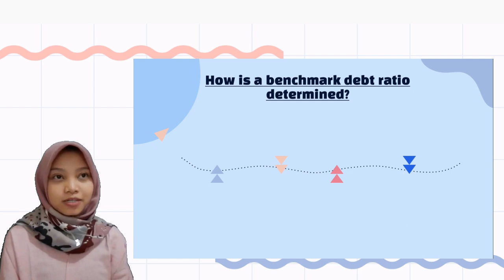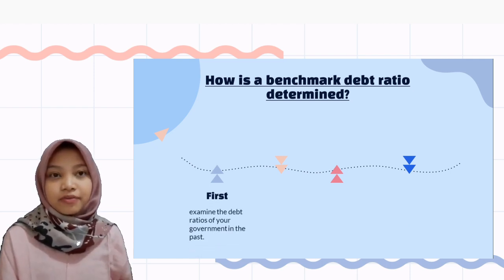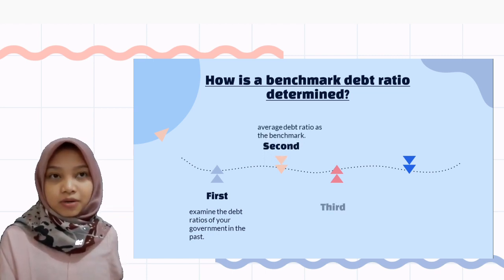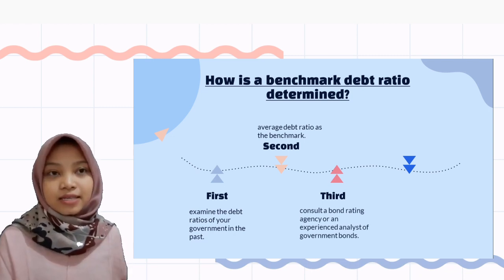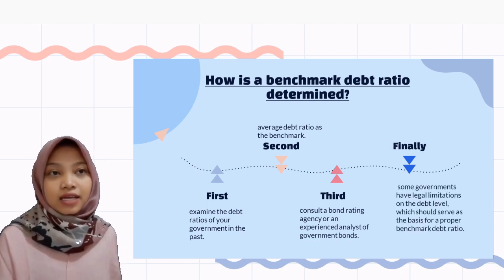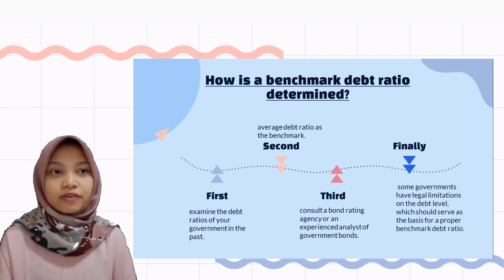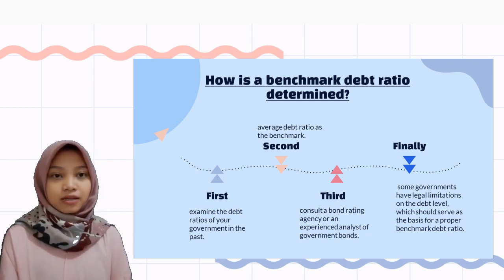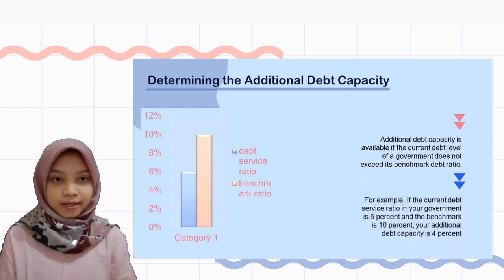How is a benchmark debt ratio determined? First, examine the debt ratio of your government in the past, and the second, average the debt ratio as the benchmark, and the third, consult a bond rating agency or an experienced analyst of government bonds. And finally, some governments have limitations on the debt level, which should serve as the basis for a proper benchmark debt ratio. And next, we determine the additional debt capacity.